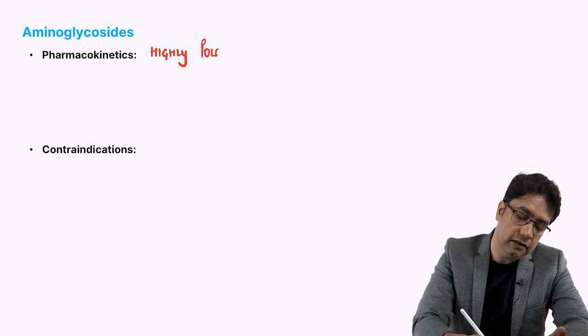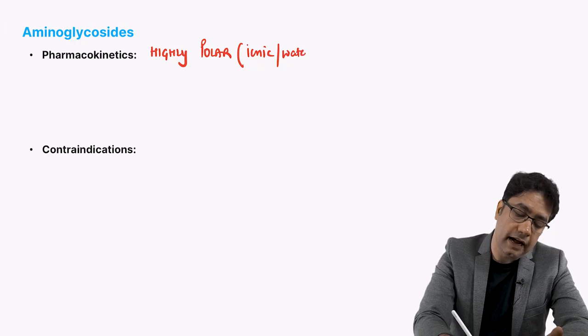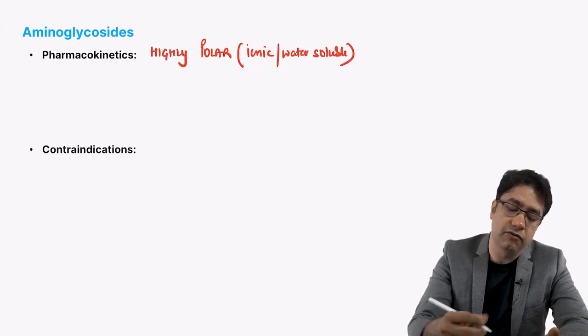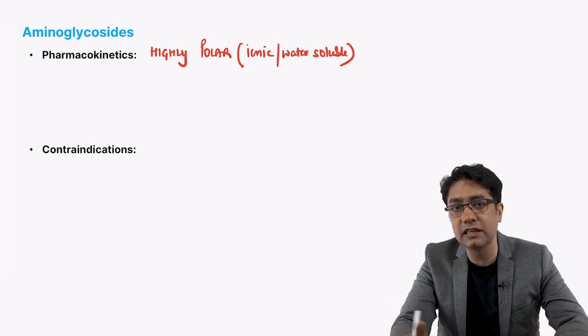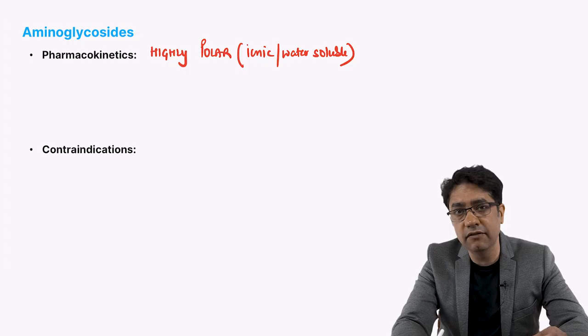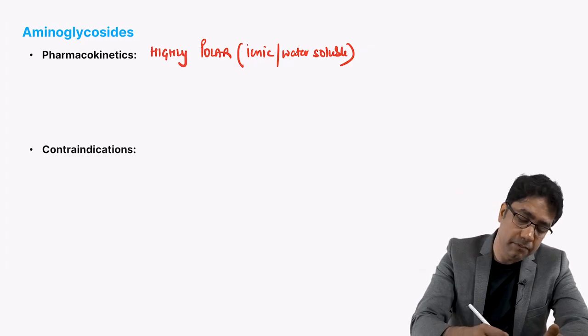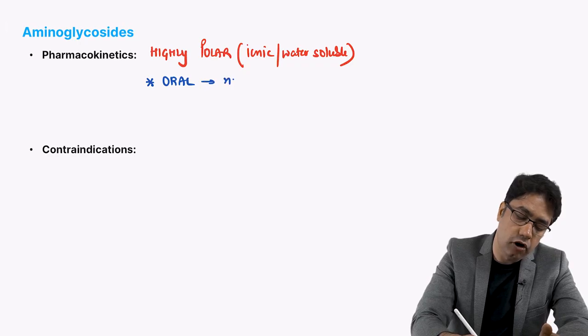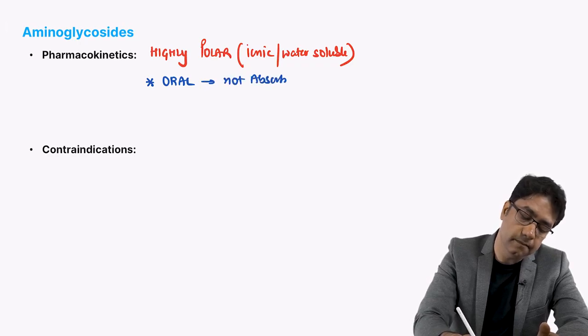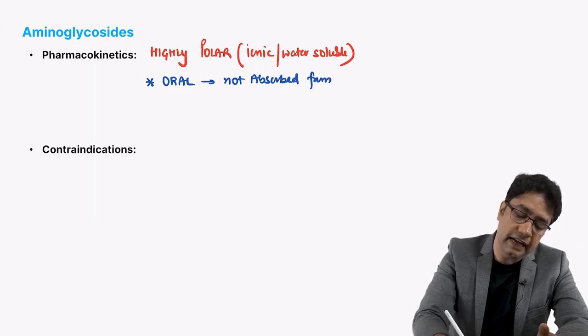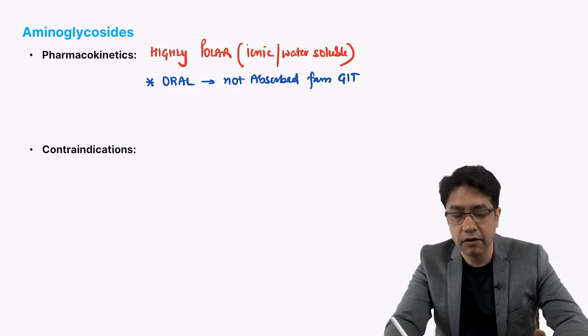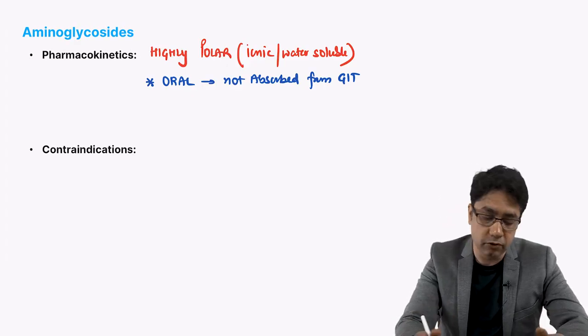Highly polar means they are highly ionic. Ionic means water soluble. And we know that any drug which is a water soluble drug cannot cross a cell membrane. So can you give oral aminoglycoside? And if you give oral, will it get absorbed from GIT? The answer is no. Remember, aminoglycosides when given orally, they are not absorbed from GIT. So that is why for any systemic or body infection, we have to give injections of aminoglycoside.